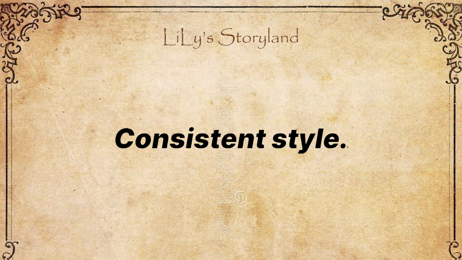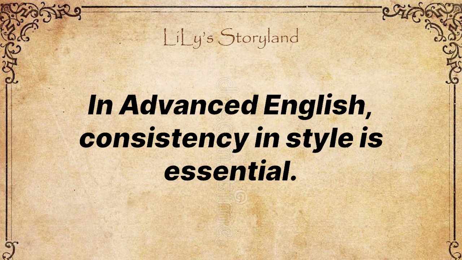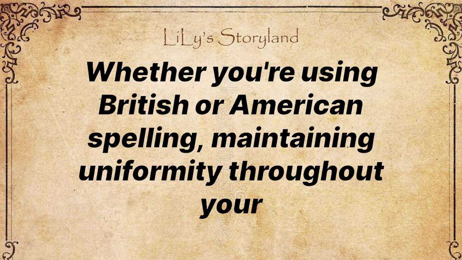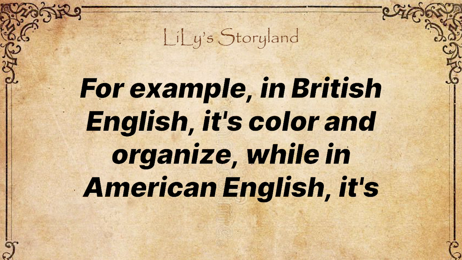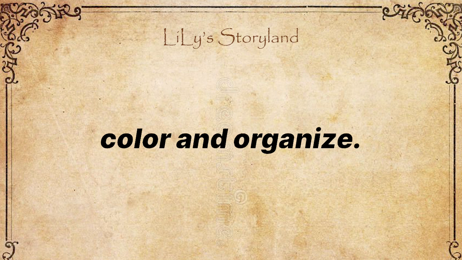Consistent style. In advanced English, consistency in style is essential. Whether you're using British or American spelling, maintaining uniformity throughout your writing is important. For example, in British English, it's colour and organise, while in American English, it's color and organize.